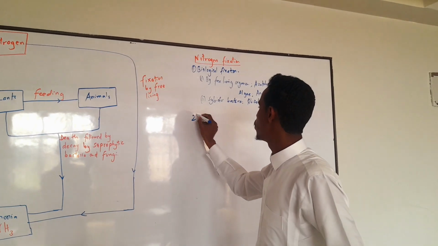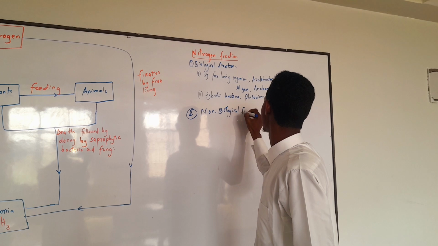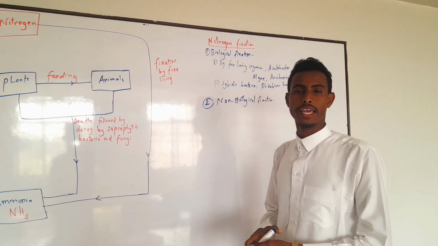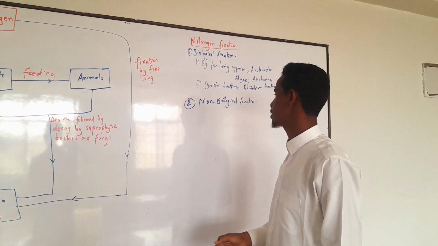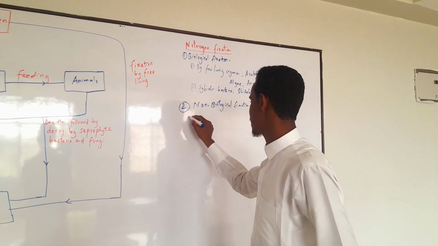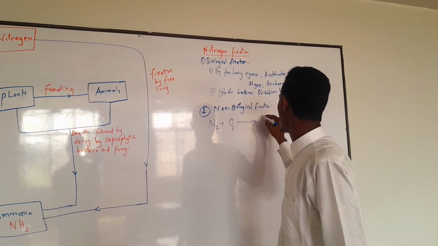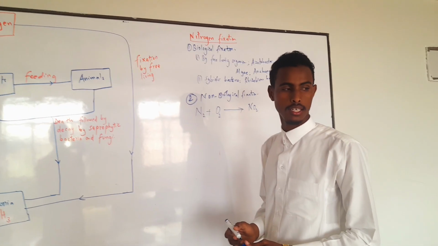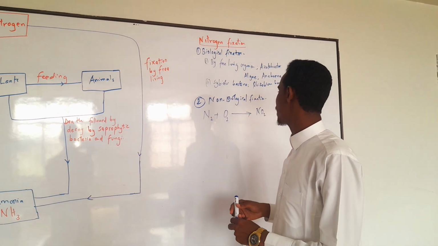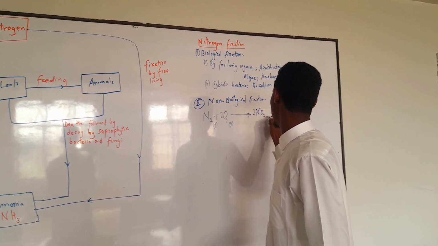Again, we have number two, non-biological fixation. This non-biological fixation is brought about by the lightning. During lightning, the free nitrogen gas is being combined with the atmospheric oxygen to form a gas, that is nitrogen 4 oxide gas. Now, if we balance this equation, you're going to have here 2. Here you have 2. These are gas, gas, gas.